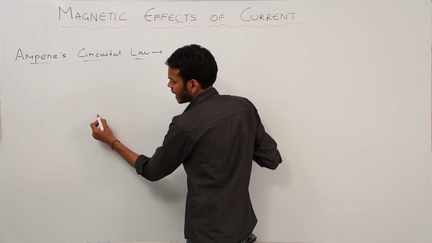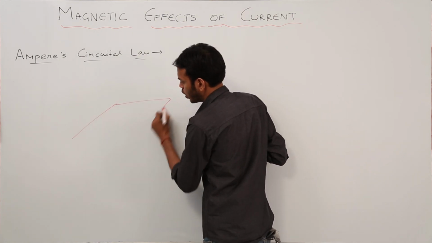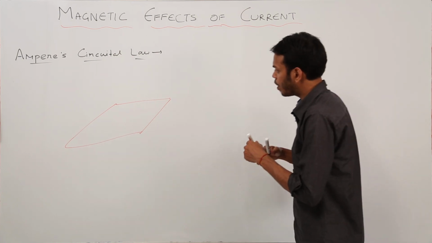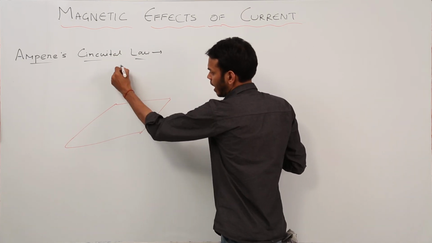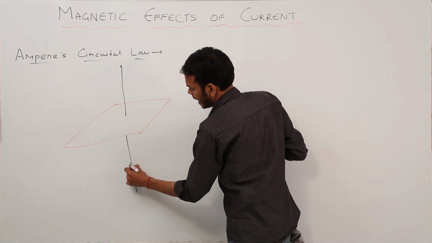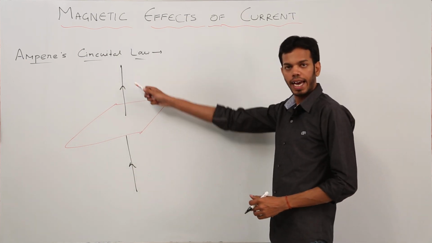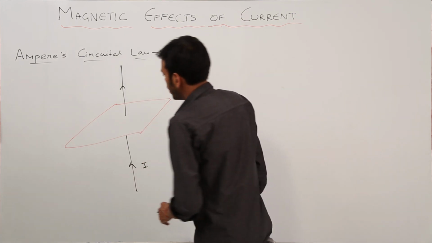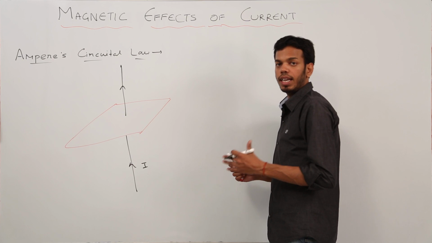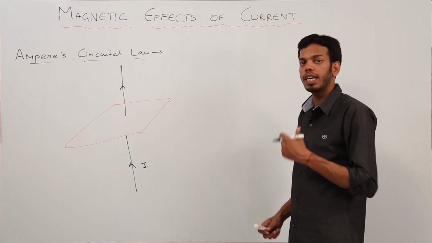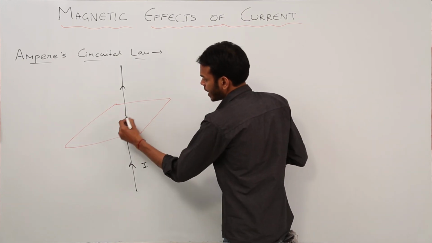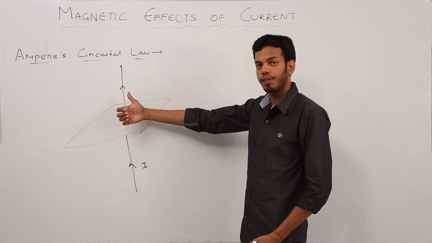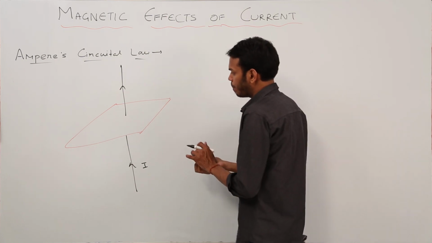For that, consider this plane of paper. Okay, I have taken this plain sheet of paper like this, and from here I am crossing a wire like this. So this is my wire carrying current I passing through this plain sheet of paper. Alright. So I have to find the line integral of magnetic field about a closed path. For that, what is the direction of magnetic field? According to the right hand thumb rule, it will be like this.